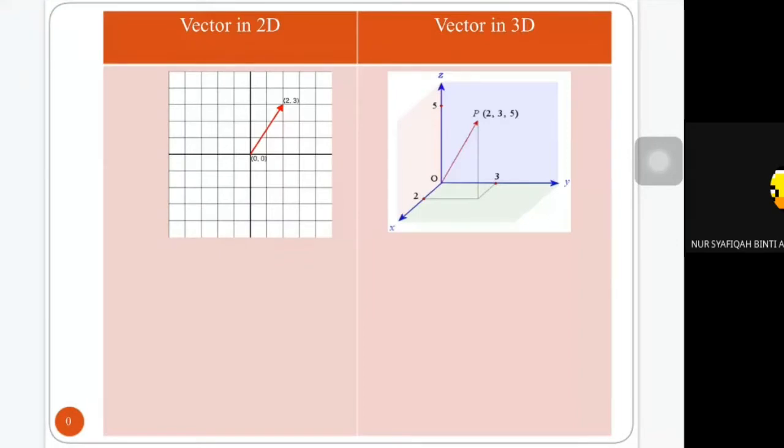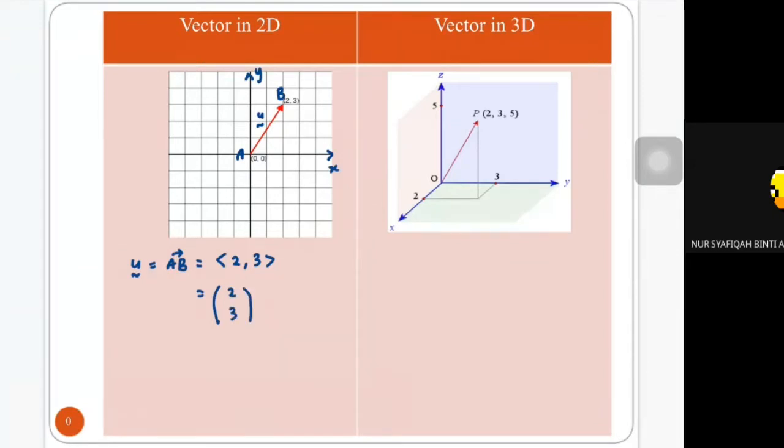The vector in 2D and 3D. This figure represents a vector in 2D. You have the x-axis and y-axis. Then let's say this is vector u. This is point A and point B. So vector u is equal to vector AB is equal to (2, 3). In this case, this 2 is the x component and 3 is the y component. So 2 and 3 are the components of the vector. You can also write it in array form like this, 2, 3.